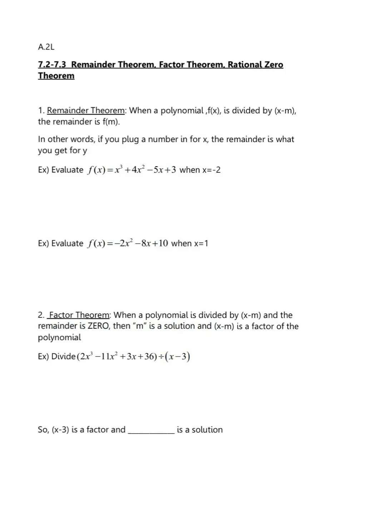7.2 and 7.3: the remainder theorem, the factor theorem, and the rational zeros theorem. First, we're going to look at the remainder theorem. The remainder theorem states that when a polynomial, f of x, is divided by a binomial in the form of x minus m, the remainder is f of m. In other words, if you plug in a number for x, the remainder is what you would get for y.